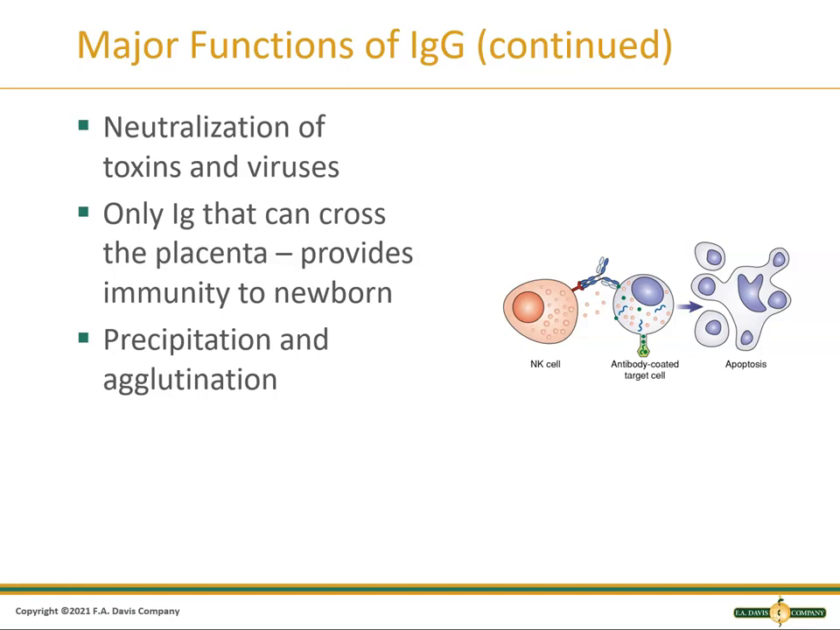Also, we use IgG in the laboratory to help us with laboratory experiments and testing, because it allows us to have precipitation and agglutination. And we'll get into that in another chapter. But there's different ways for us to test things.